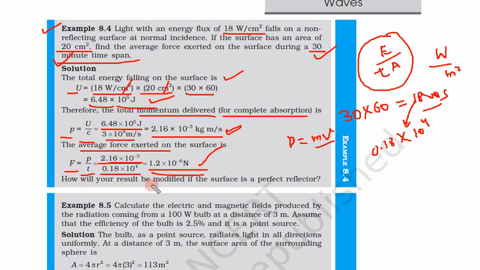How will your result be modified if the surface is a perfect reflector? So think about this, how the result will be modified.